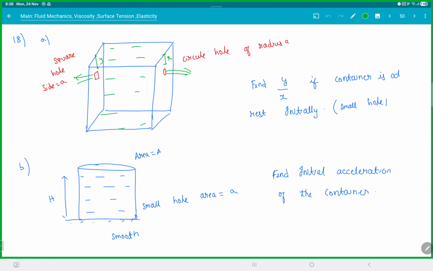Second thing, you took a container with a small hole on a smooth floor, height is h. Find the initial acceleration of the container. So when the liquid comes out, it acts like a thrust force. So the container will try to slide. Find the initial acceleration.